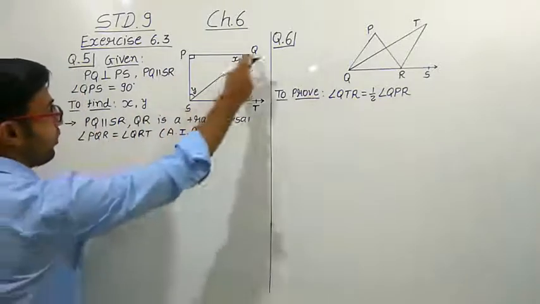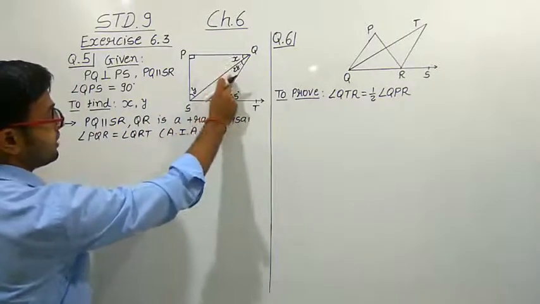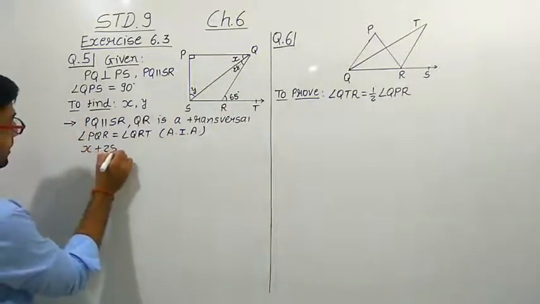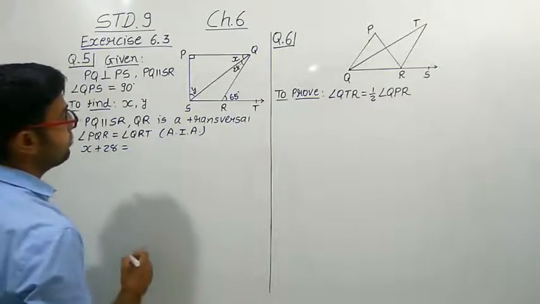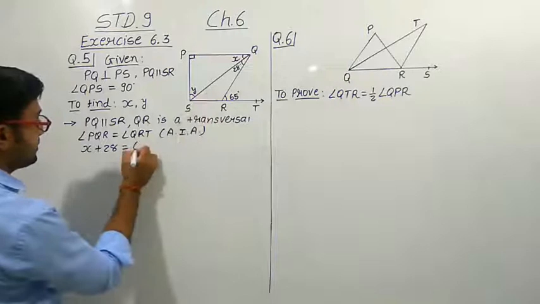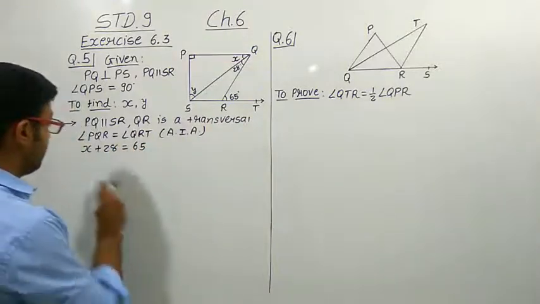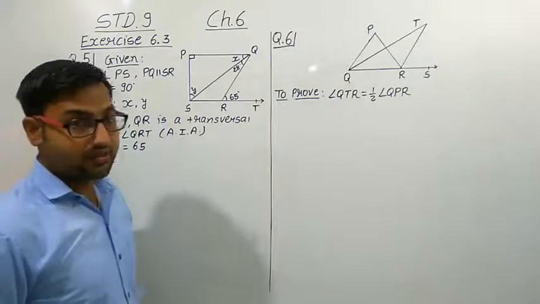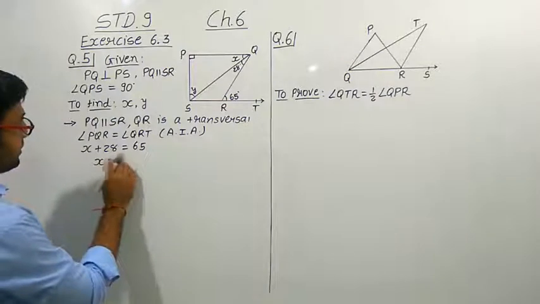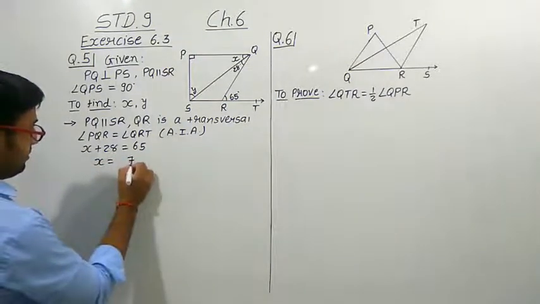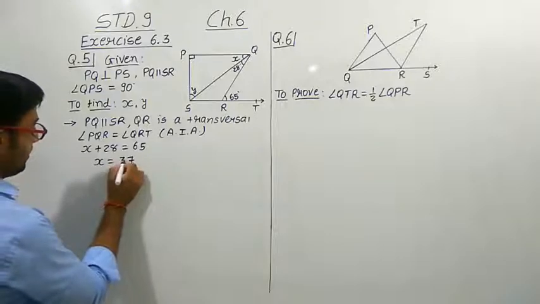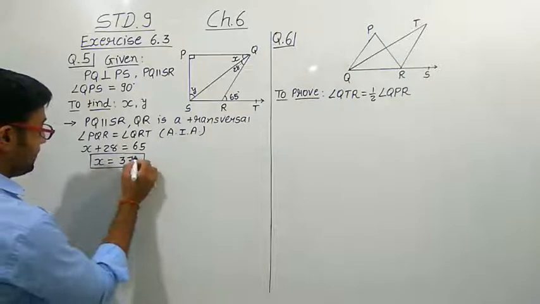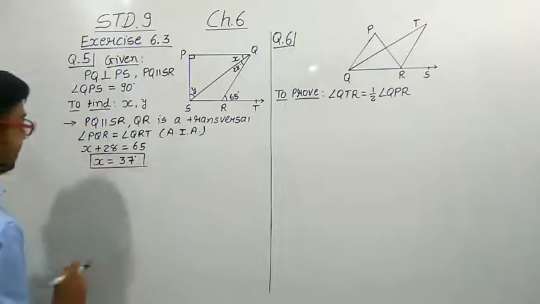Now angle PQR is the addition of two angles, that is X and 28. So here we write X plus 28, and the total will be equal to QRT. QRT is 65, right? So when we make X the subject, 28 will be subtracted from 65. And what answer do we get? 37. Right? So this is the value of X that we get, 37 degrees.